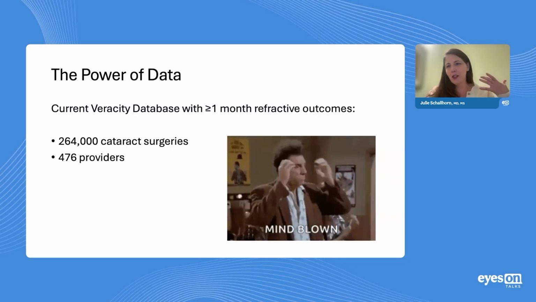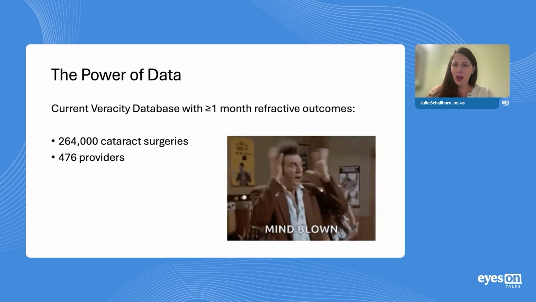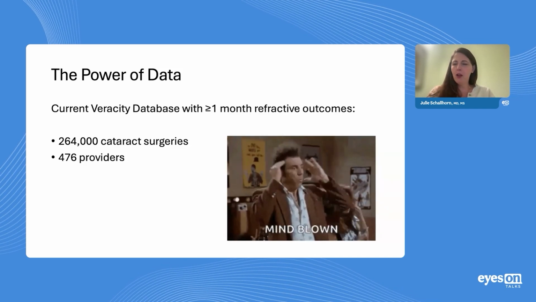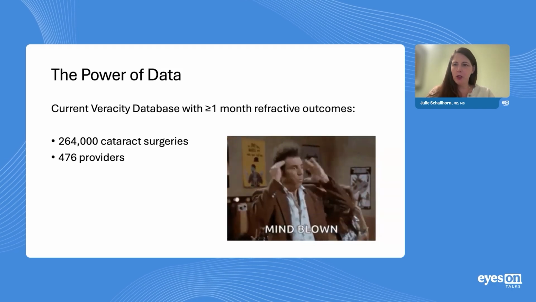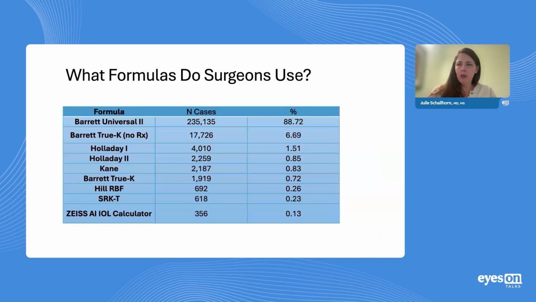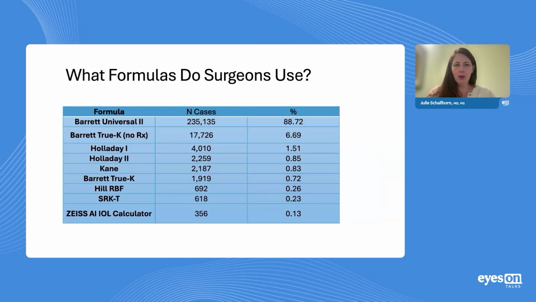And I should just say that, because it's web-based, you can export the data in a de-identified fashion. So it completely preserves provider and patient HIPAA protections. But you can look at this data and see what people are really doing. And first of all, what formulas are people using? We've got a lot of data now on what formulas are good.